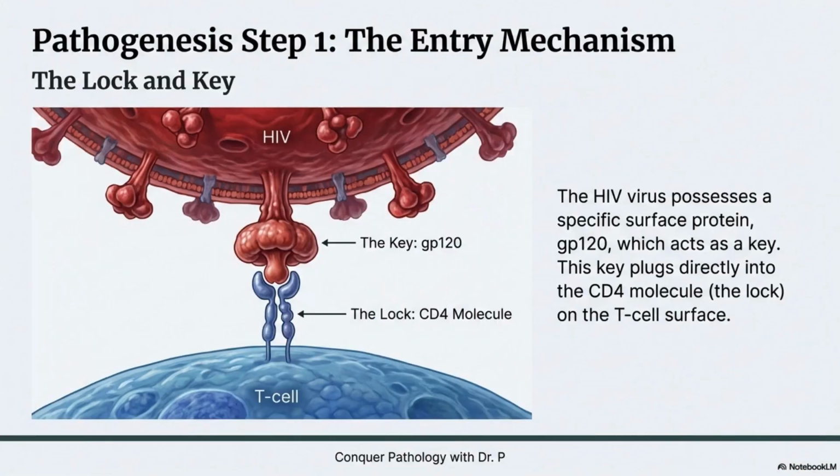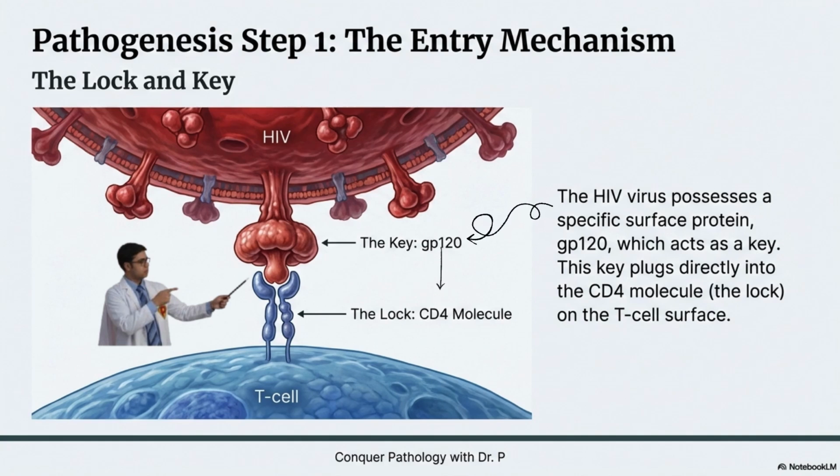Let's trace the invasion. Pathogenesis step 1, the entry mechanism. This is a classic lock and key scenario. The key is GP120. It is a specific surface protein that HIV possesses. This key, GP120, plugs directly into the CD4 molecule on the T cell surface. This is the first point of contact. But the key alone isn't enough.